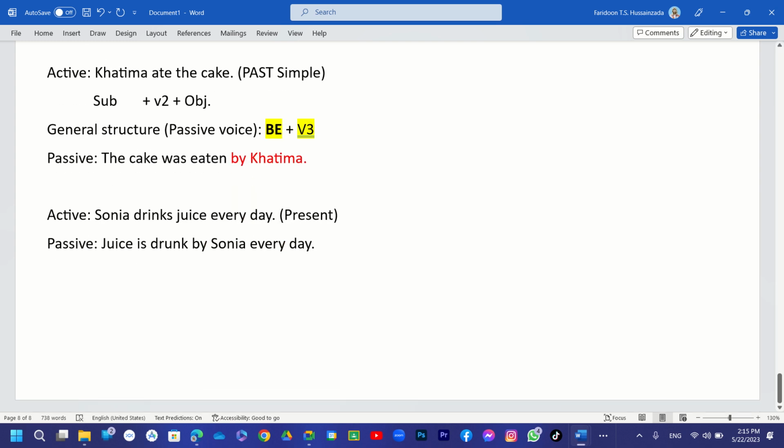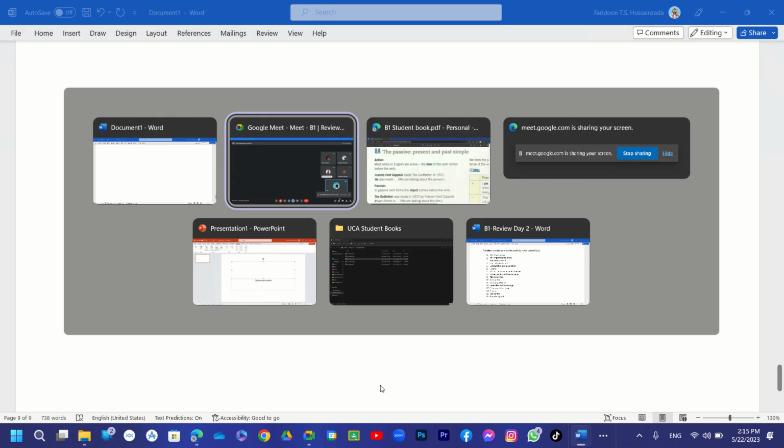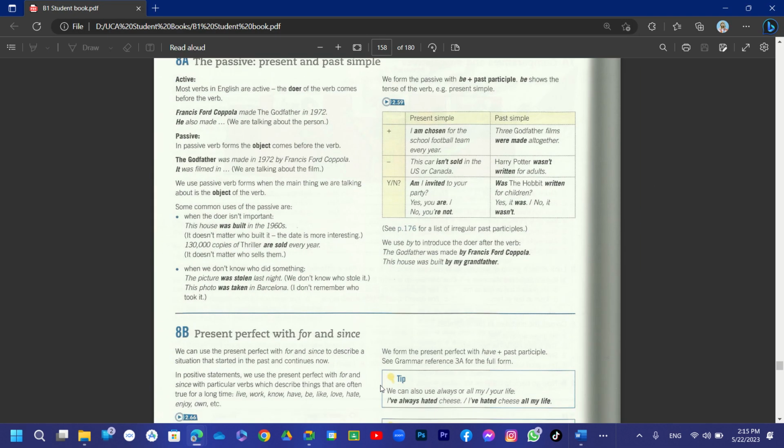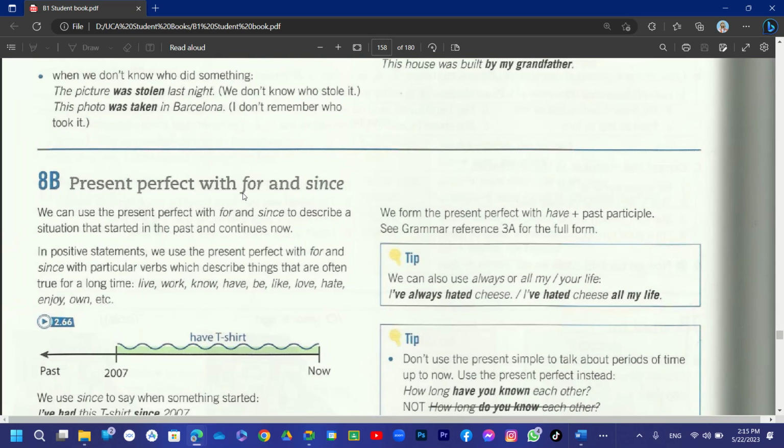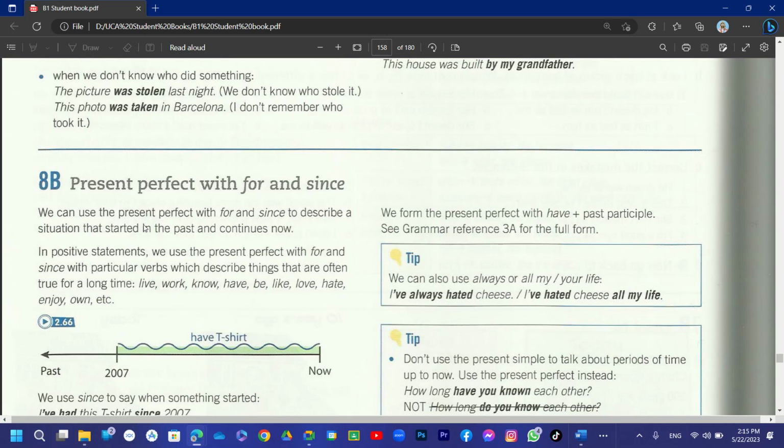Okay. So let me go to a new page. Okay, what do we have here? We have present perfect with for and since. Not very confusing, but I do need to ask you. Do you know what present perfect is? Present perfect simple, but what it is, how we use it? I believe no. So let me say it, guys.